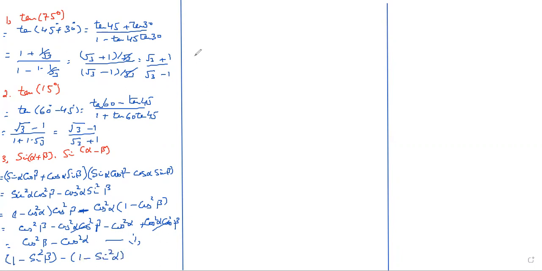So we have 1 minus sine square beta and minus 1 minus minus plus sine square alpha. This one got cancelled with this, and we have sine square alpha minus sine square beta. This is our second answer. So both answers are correct. They may ask you to find one answer or they may ask you to find two answers. I hope you understand it well.